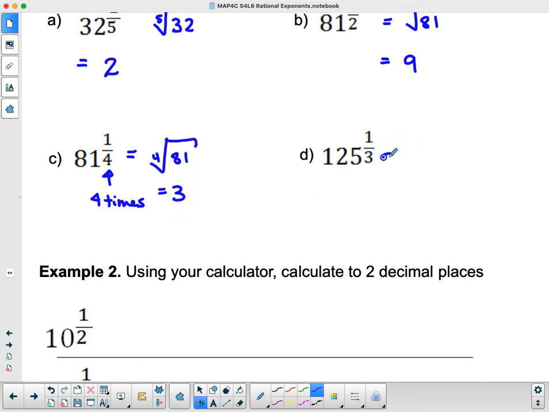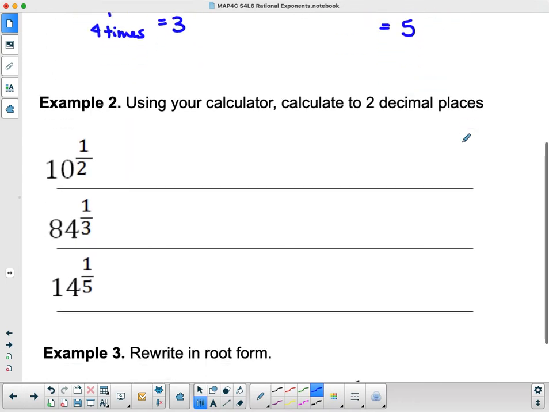And then this one here, what do I have to multiply by itself 3 times in order to get 125? Well, anything that ends in a 5, you should be suspicious that it might be 5, and that is what it is in this case. 5 times 5 is 25, and then times 5 again is 125, so the cube root of 125 is 5. Now this says, using your calculator, calculate to 2 decimal places. So these are not going to be nice ones.